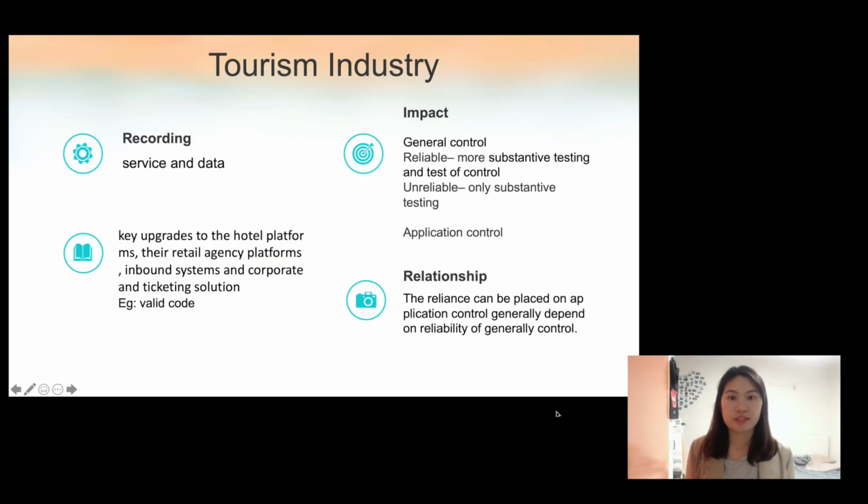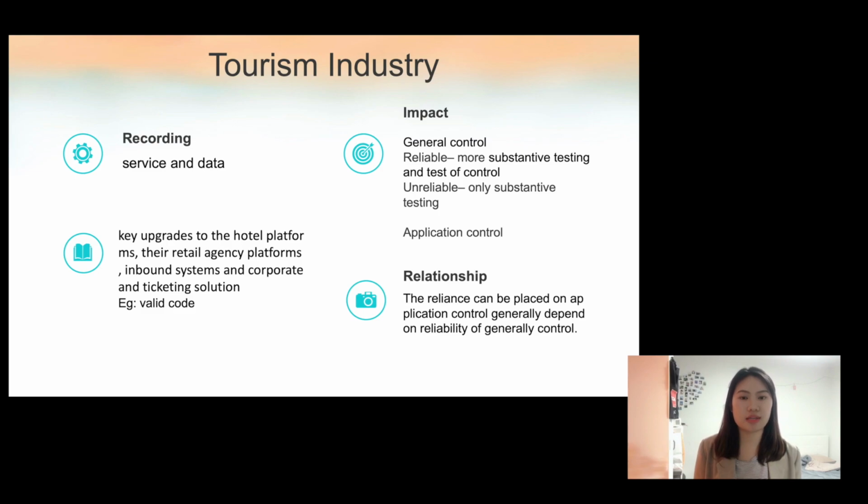The company used IT to record service and data. Companies use the technology across the business, including key upgrades to the hotel platform, their retail agency platforms, inbound systems, and corporate and ticketing solution. For example, the company used valid code tests to process a dummy order and attempt to override the unit price. They can ensure the information of the order is valid and accepted in the system to avoid overriding non-existent orders.